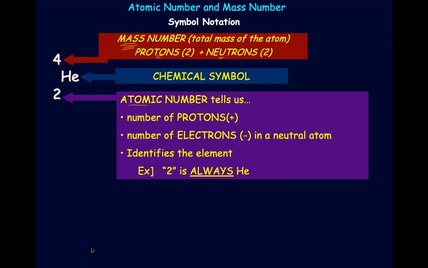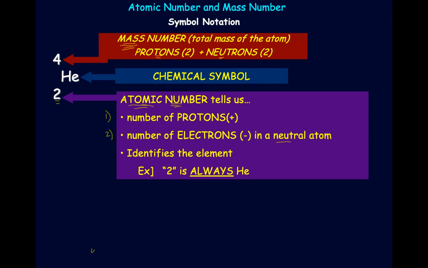Now the atomic number is probably the most important number here, because this is going to tell us really 3 things. Number 1, it tells us the number of protons. Okay, so this is the number of protons that goes along with helium. All right, and that defines what the element is. Okay, this also tells us the number of electrons that are in a neutral atom.